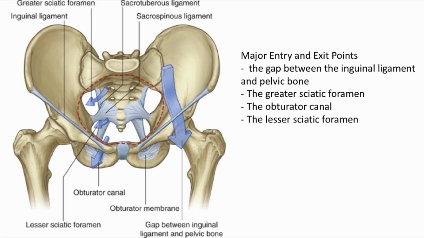Structures pass between the perineum and the gluteal region through the lesser sciatic foramen, most importantly the obturator internus muscle. Then we have the internal pudendal artery and pudendal nerve that pass out of the pelvis through the greater sciatic foramen into the gluteal region and then immediately pass around the ischial spine, the sacrospinous ligament, and through the lesser sciatic foramen to enter the perineum. So just important little passageways and entry and exit points in the pelvis.